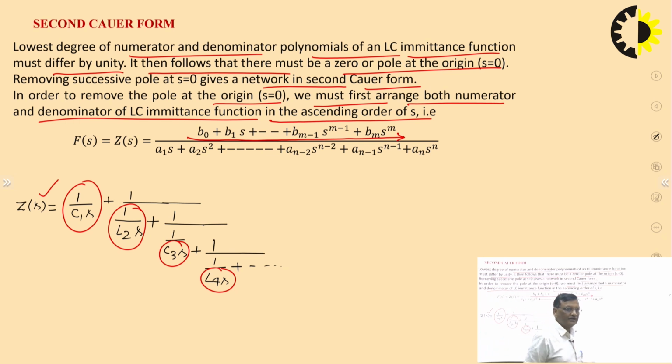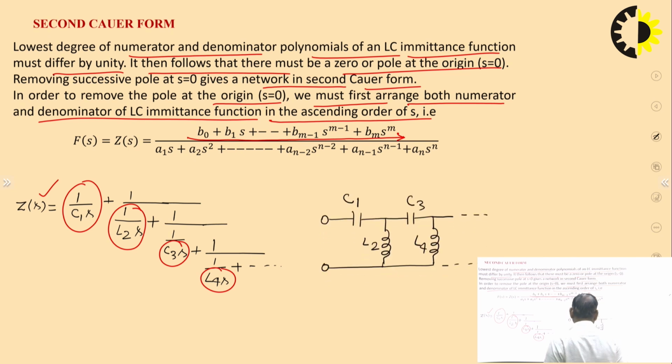So we can find the elements L and C by just carrying out the continued fraction expansion about the pole at the origin for Cauer second. And this is the general form of Cauer second: C1, L2, C3, L4 and so on.